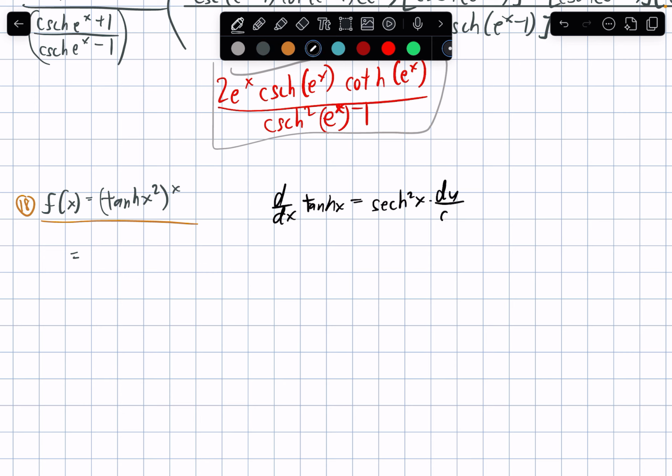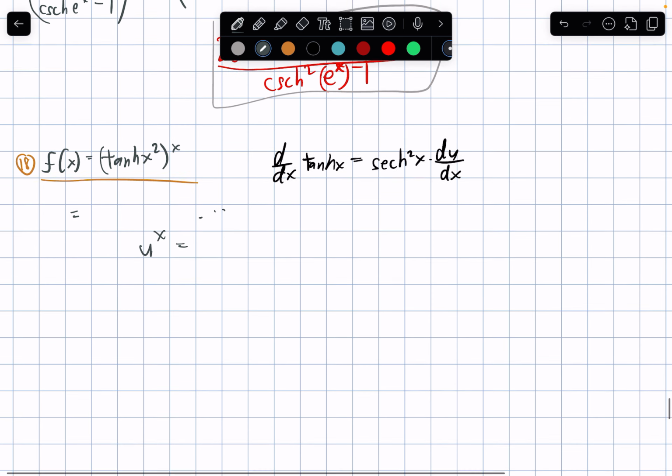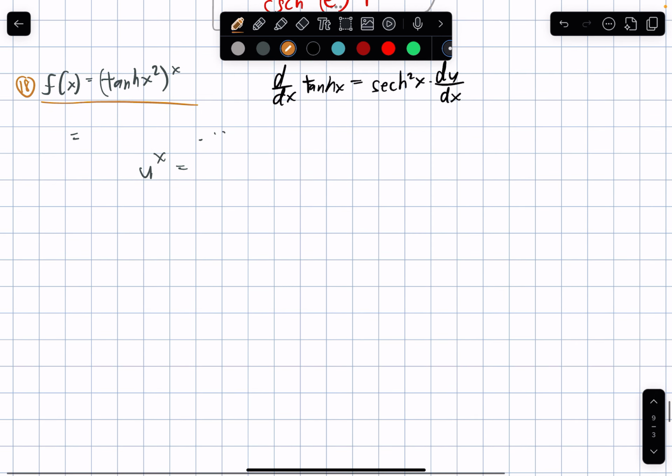Except I forgot d over dx. Yeah, we're not answering this. This is, for example, u raised to x. There's a property for that, but I don't know it yet. It's logarithms. It's related to logarithms.